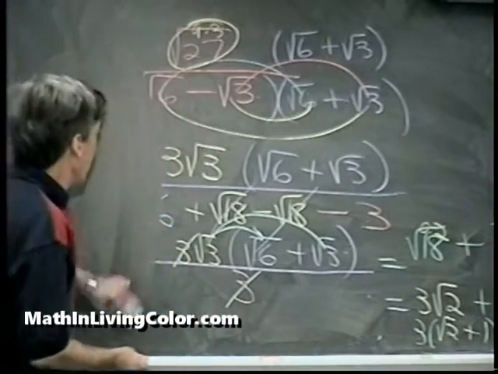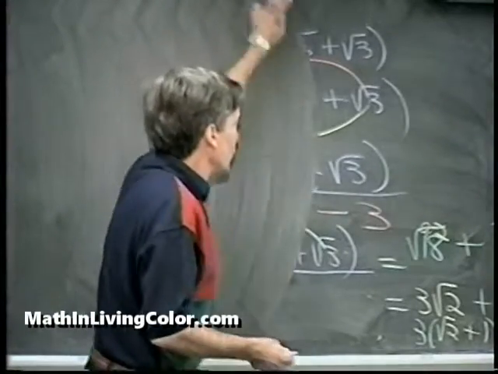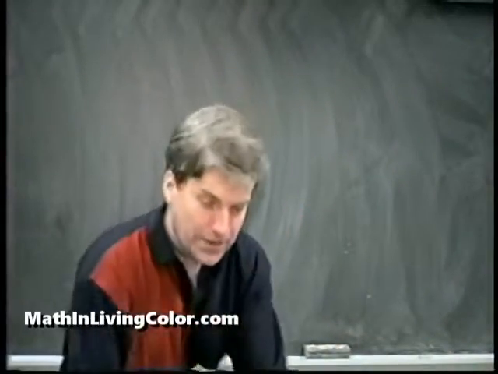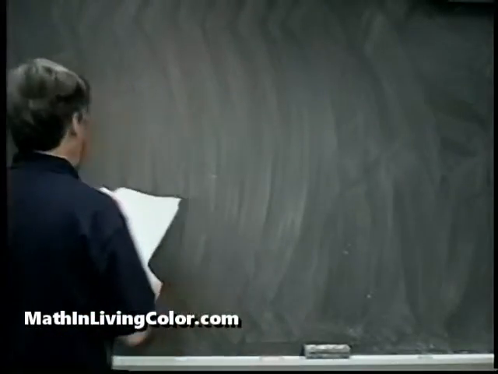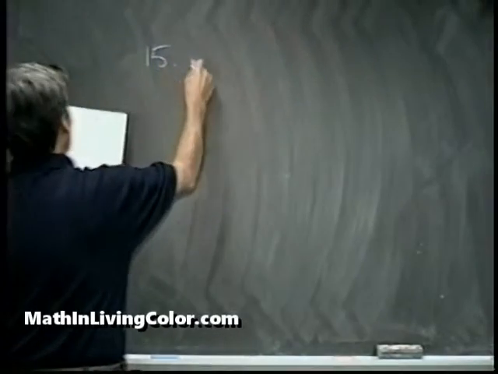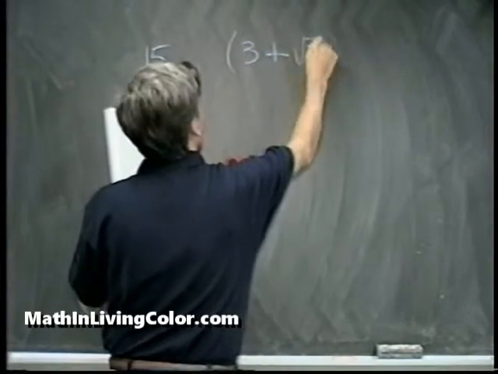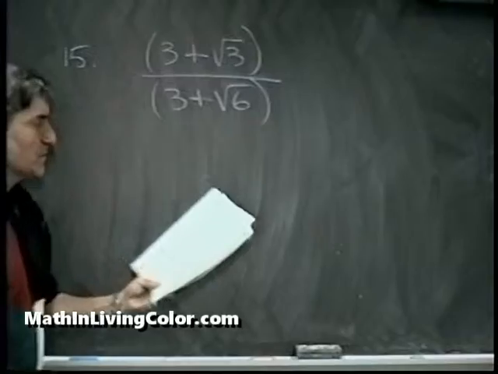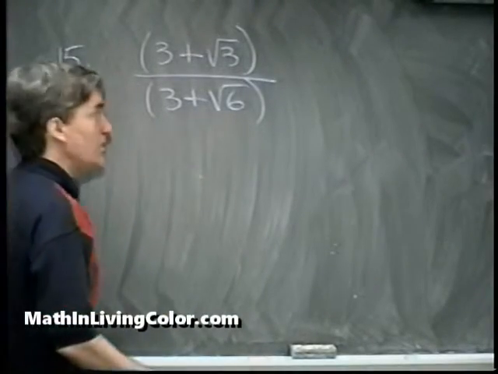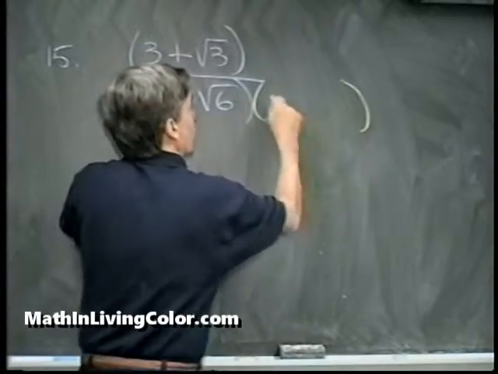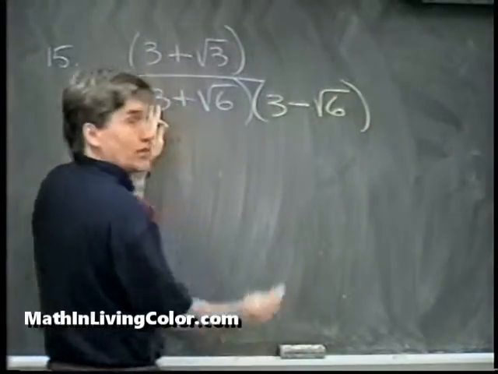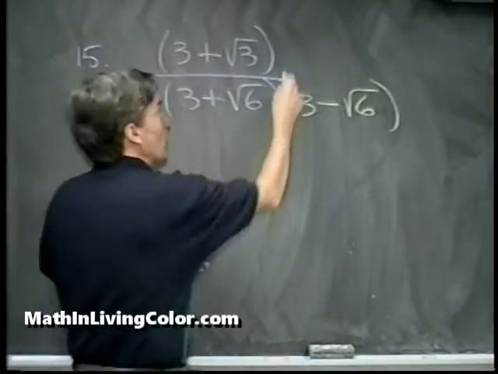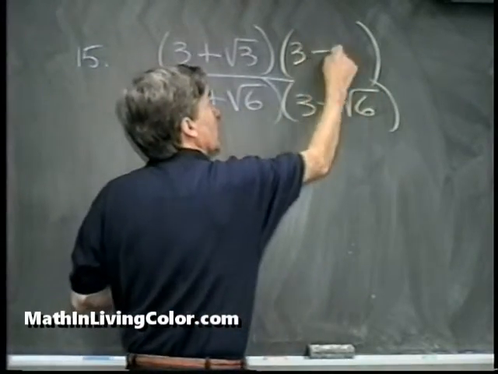All right. As another example from this page, I would like to look at number 15. Number 15 is a sample of a problem in which you have a binomial numerator and a binomial denominator. 3 plus the square root of 3 divided by 3 plus the square root of 6. So what would be the conjugate of that denominator? 3 minus the square root of 6, right? The same as the denominator, but with the opposite sign. Because this is a plus, we're going to make this minus. And then, of course, whatever you multiply the denominator by, you have to multiply the numerator by it also.